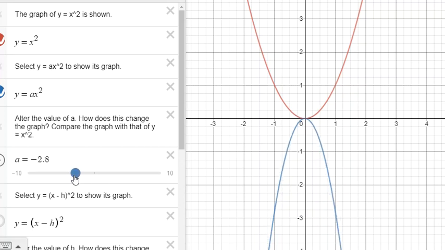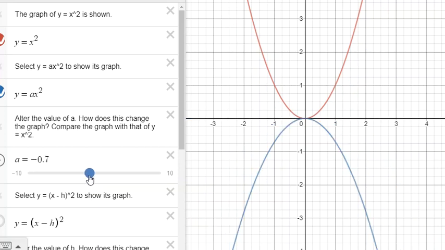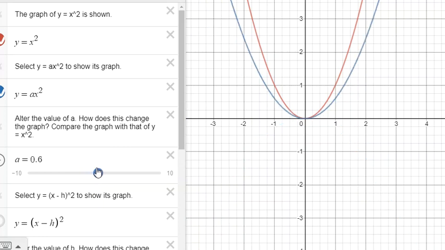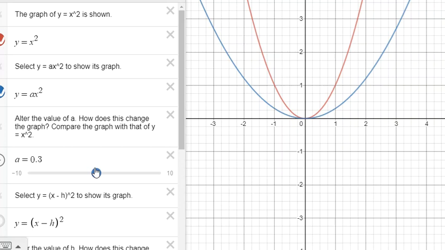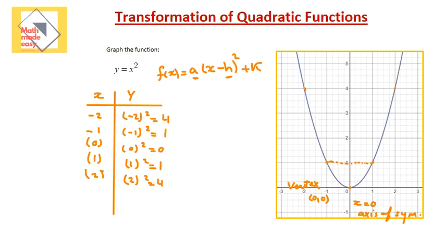If it is like negative half, what happens to it? It becomes wider. And if it's positive, between 0 and 1, it's wider, or compressed. If it is more than 1, it is stretched. Now we have seen how a affects the graph. Let's go back to what we were doing.